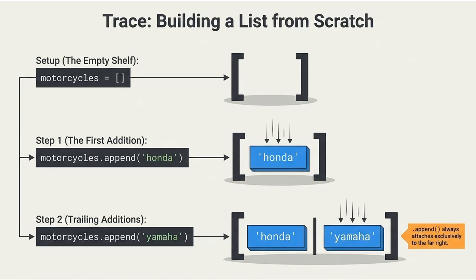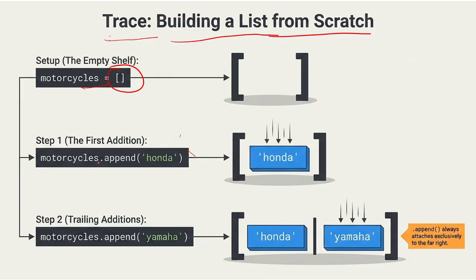So now let's move on to the next slide. Here you can see what we are doing. We are building a list from scratch. We have defined an empty list, motorcycles. Think of it as an empty shelf.